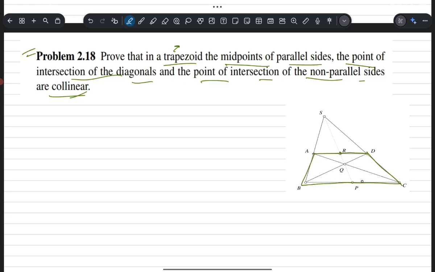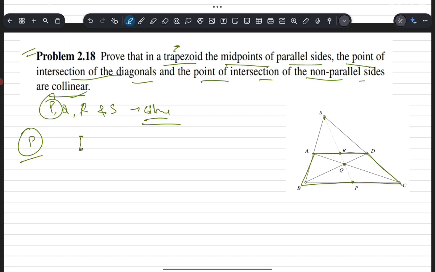The midpoints, we are calling them P and R, of the parallel sides. The intersection point of the diagonals is Q, and the intersection point of the non-parallel sides is S. So we are supposed to prove that P, Q, R, and S all are what? Collinear. So let's deal with one at a time. P.